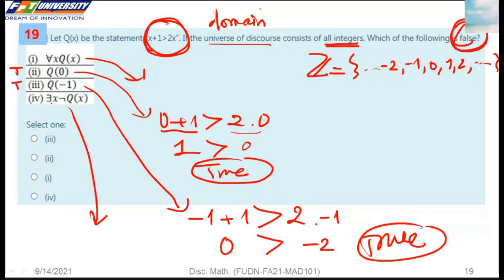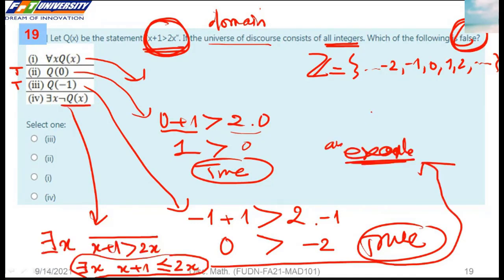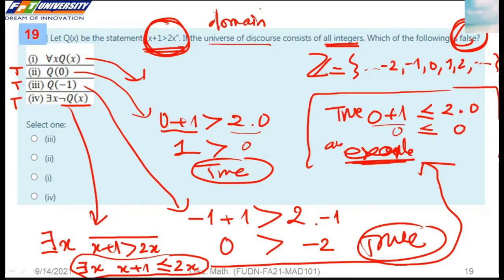The next, the negation of Q of H, you can show an example: 0 plus 1 less than or equal to 0. So this is true. The first one, for all H, Q of H, means for all H, H plus 1 is greater than H. If we think this is false, we can choose a counterexample.